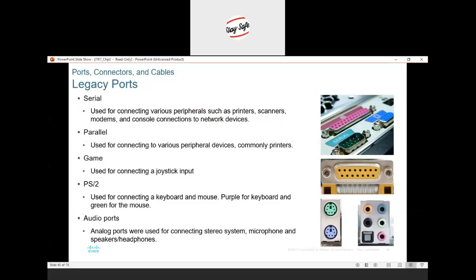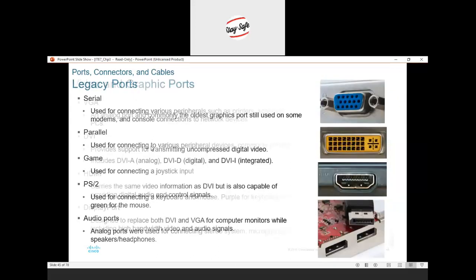And all you need to do is to be able to let them know the reason why you're going for this. So, ports, connectors, and cables. We have legacy ports. We have the serial ports, as you can see from the picture, used for connecting various peripherals, such as your printers, your scanner, modem, console connections, network devices. You have parallel, used for connecting to various peripheral devices, commonly printers. You have game, used for connecting the joystick input. You have the PS2. So these are the pictures for each of these. And the good thing is that you can be able to marry each of them.